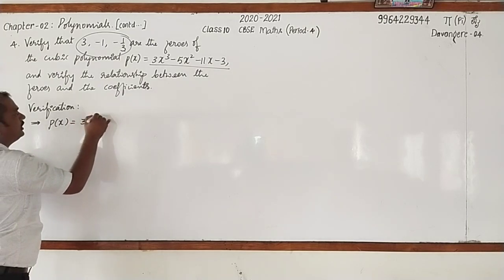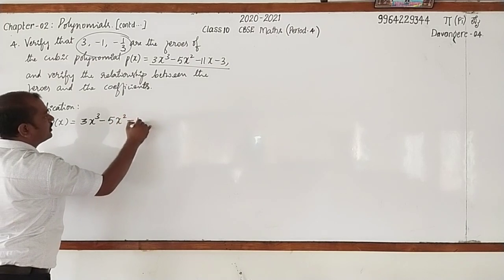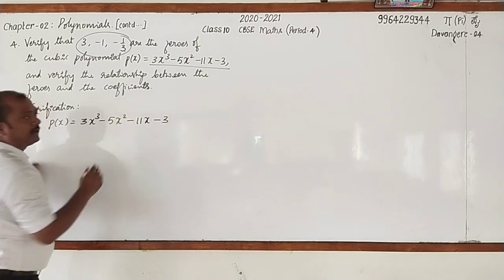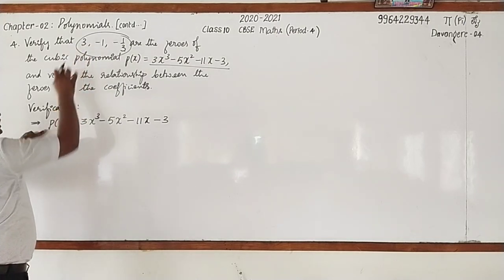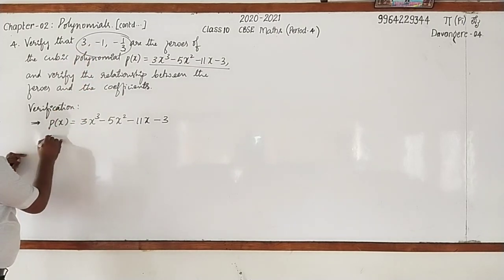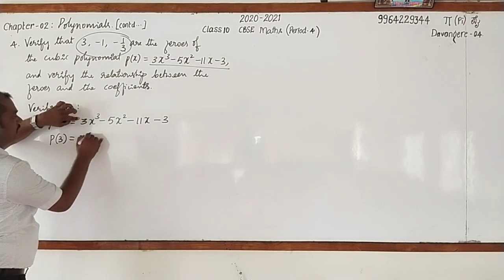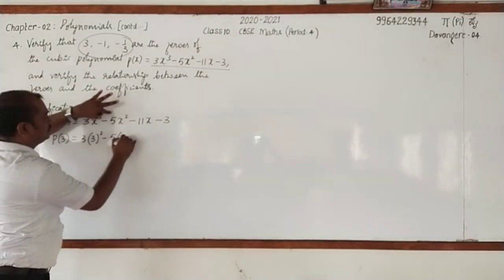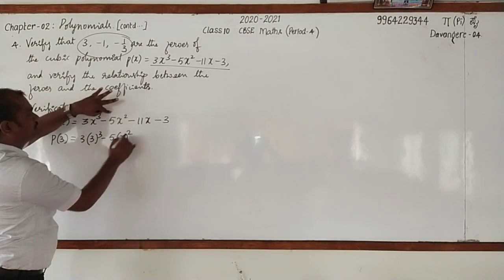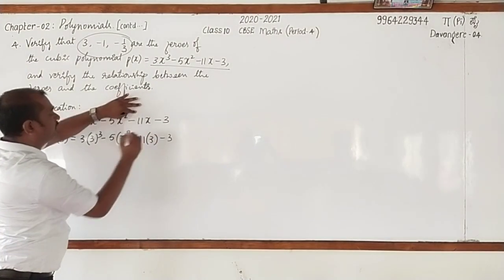This is 3x³ − 5x² − 11x − 3. Now, let us take 3 in place of x. It is p(3), which equals 3 into 3 cubed, minus 5 into 3 squared, minus 11 into 3, minus 3.